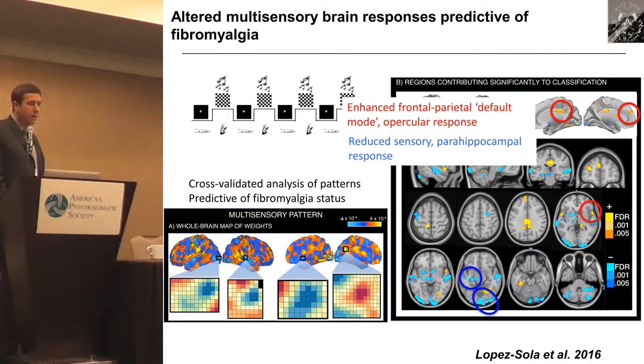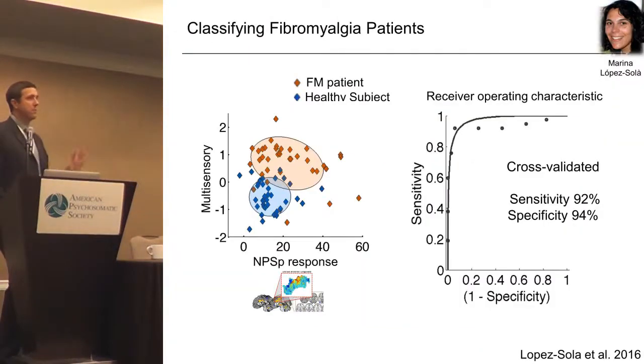Okay, so now we can put those two things together, and we can classify them, and we can get a fair estimate of how well we could classify a new person as to whether they have fibromyalgia or not. And the upshot is, across both of these measures, and there's a third measure as well I won't tell you about, we can do a pretty good job, about 93% accuracy, at telling whether somebody's got fibromyalgia or not.